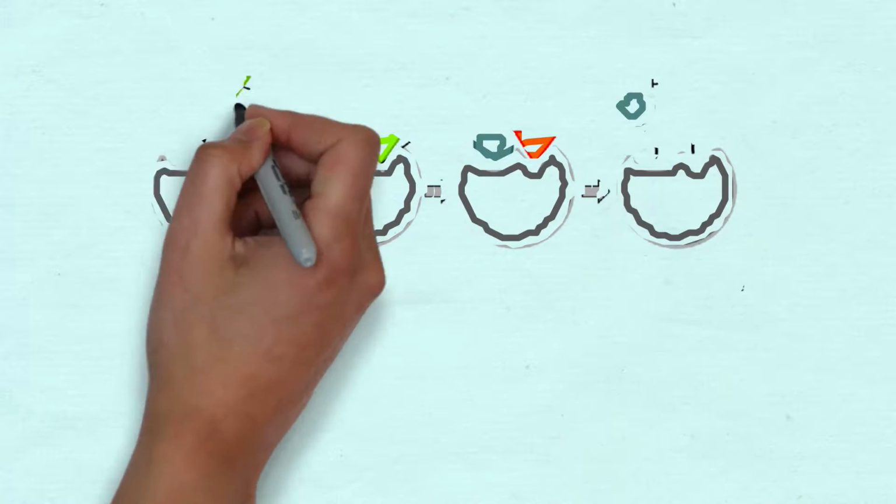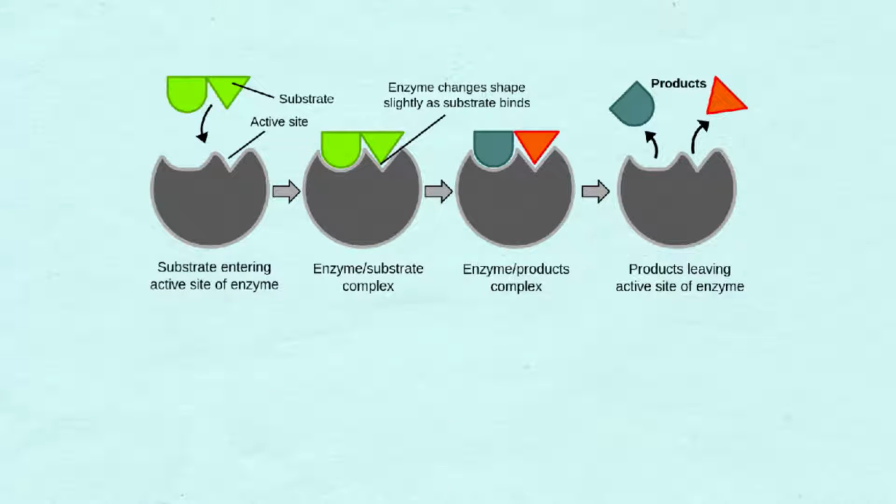When the substrate comes into close proximity with the active site, the charges present on the substrate slightly alter the shape of the active site. This allows the substrate to fit into the active site. This is known as the induced fit model because the substrate induces a change in the shape of the active site. This change in shape is temporary.